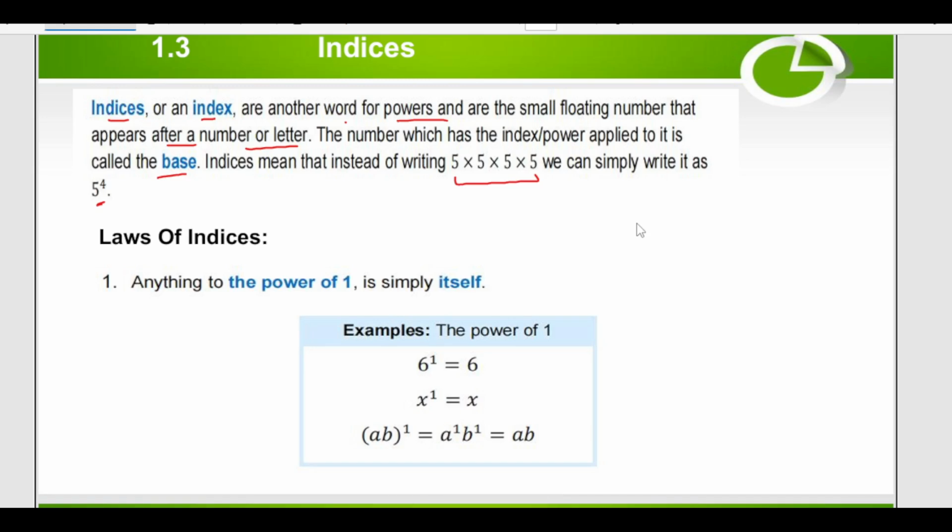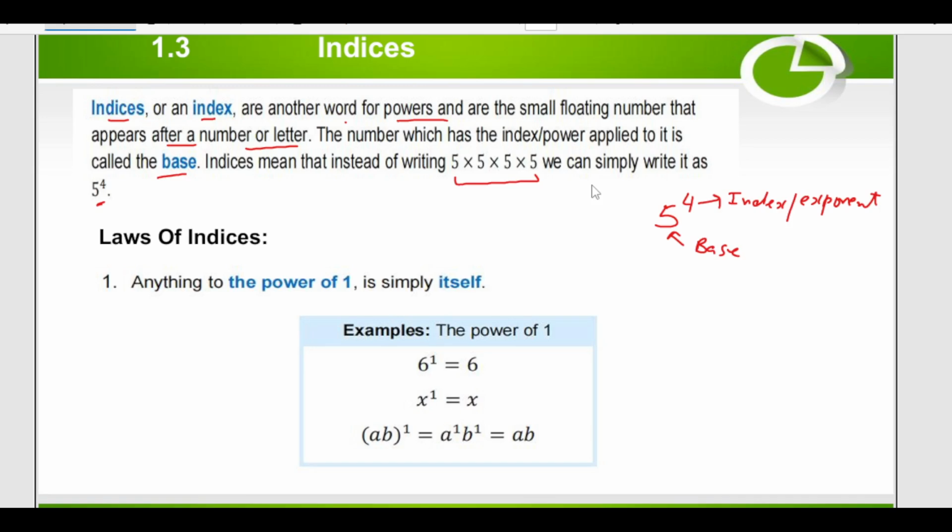So, meaning like this, 5 power 4, let me explain here. This number is called the base. So the base is 5 here, okay, and the index is 4. This is also called the exponent. Another name is exponent, right? So indices is the plural of index, right? So, that is the meaning of indices. So, we have some laws of indices.